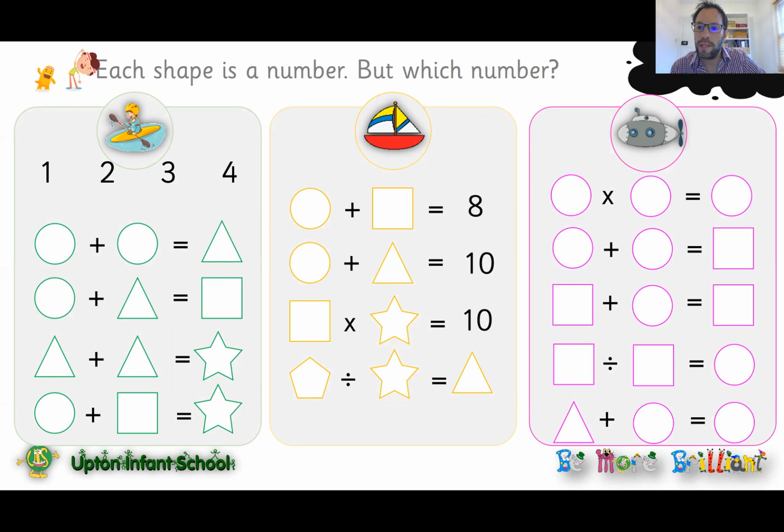I've been a little bit mean on this one because I haven't given you any numbers. So I bet you're thinking, how can we do that? There's no numbers there to get us going. Well, you've got to use your knowledge of calculations. I'll give you a clue. Think about what you know about multiplication, looking at the very first calculation. Circle times circle equals circle. That is the key to unlocking the rest of the challenge.